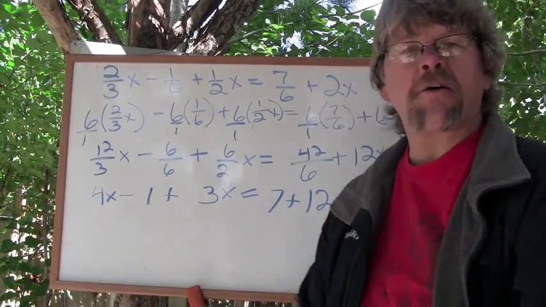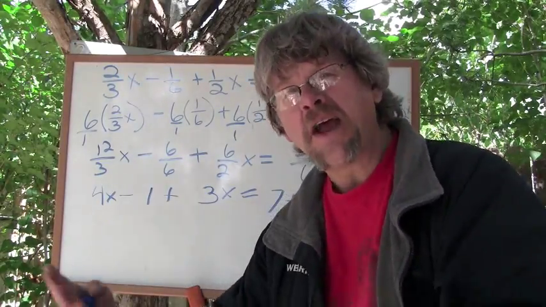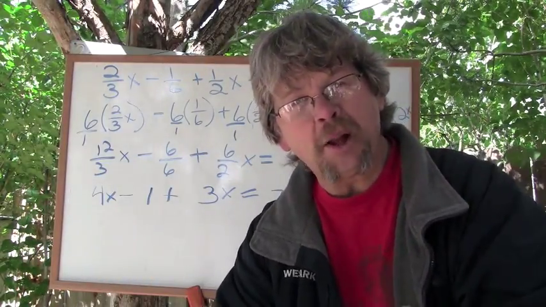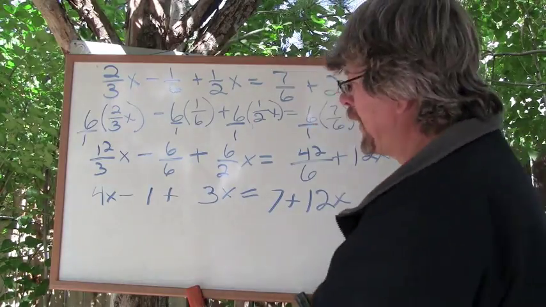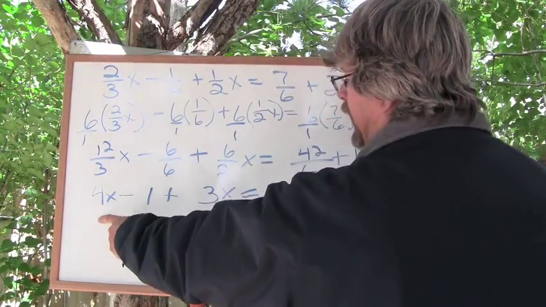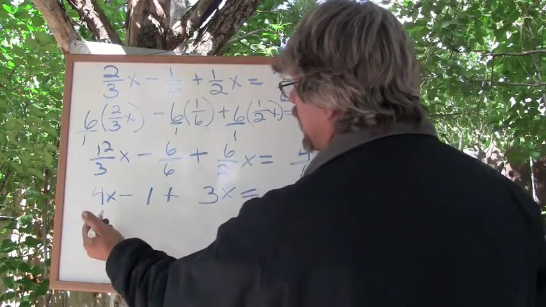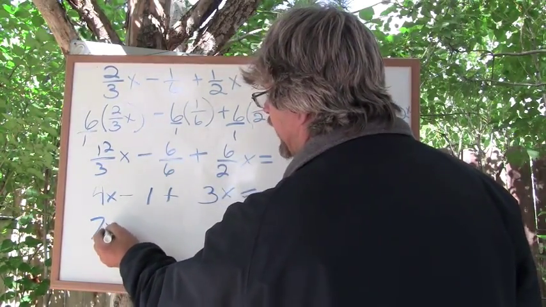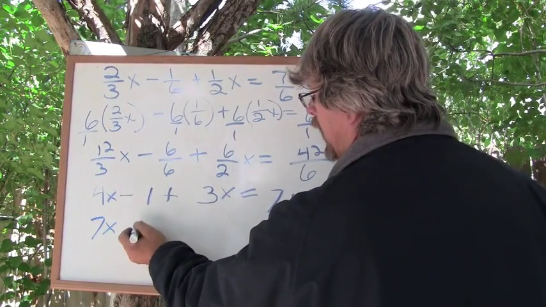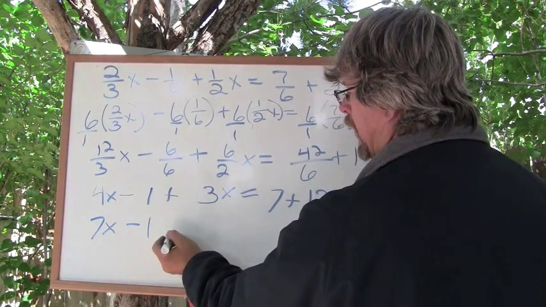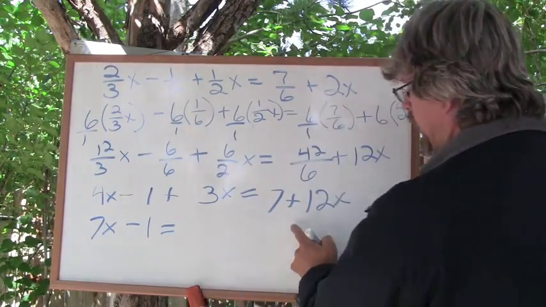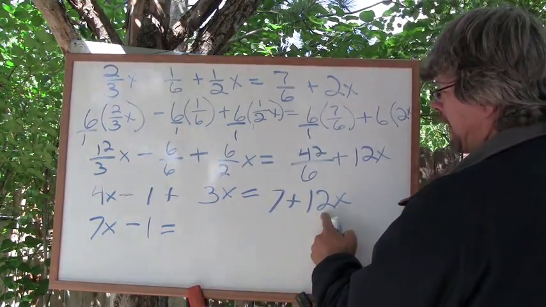Now it's just a matter of collecting the like terms, adding, subtracting, and putting it all together. Piece of cake, isn't it? 4x plus 3x. These two are like terms. That gives you 7x minus 1 equals 7 plus 12x.